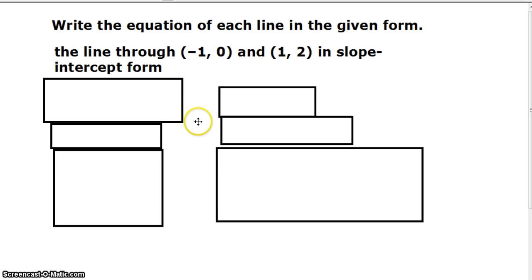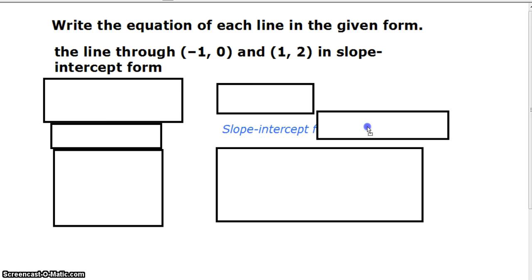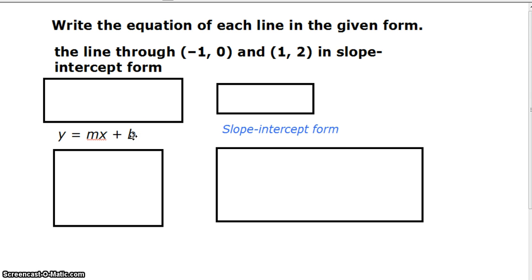Okay, write the equation of this line in slope-intercept form. We have a point -1, 0 and a point 1, 2. We need to write this in slope-intercept form. So let's recall slope-intercept form. Slope-intercept form is y equals mx plus b. So what do we need? We need slope, don't we?